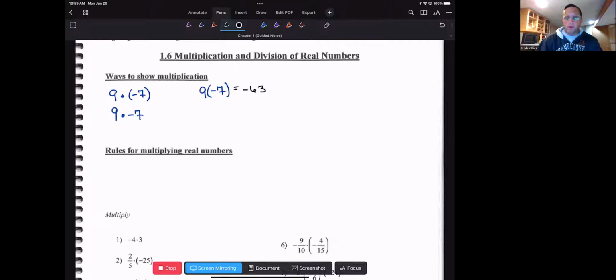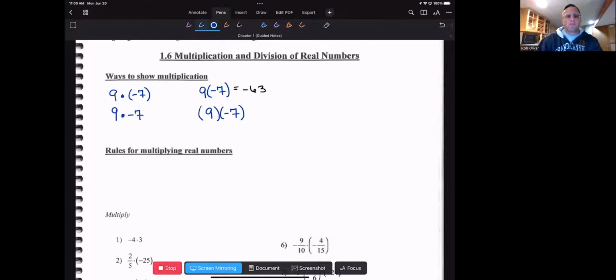What else can we show multiplication with? Another way is that both of them could be in parentheses. Sometimes you'll see it like this: 9 times -7, like that. It could be expressed that way. And what else? I think that's pretty much it.